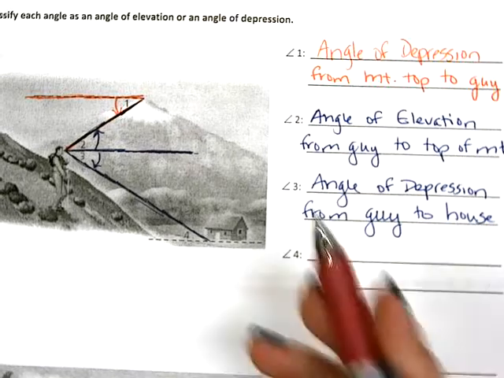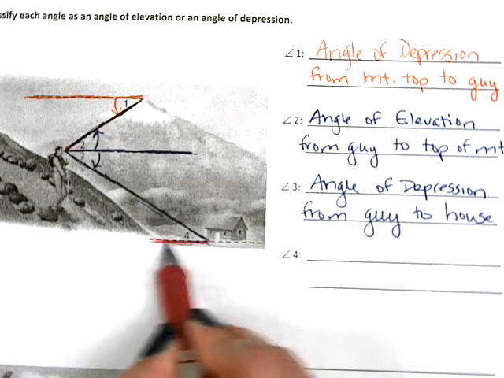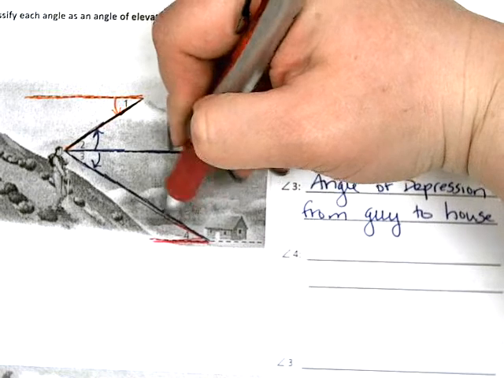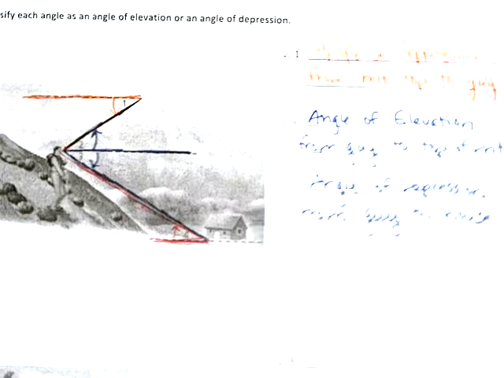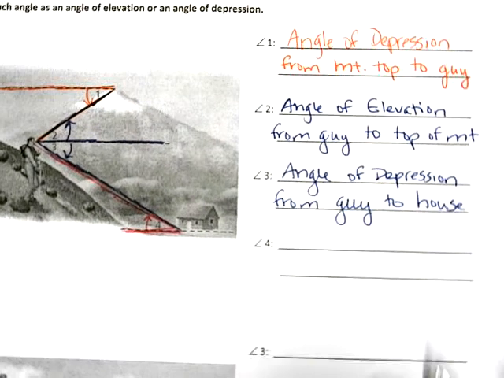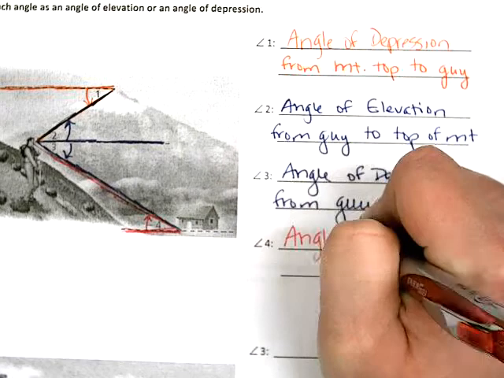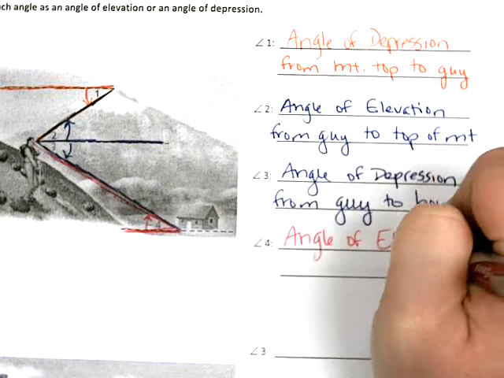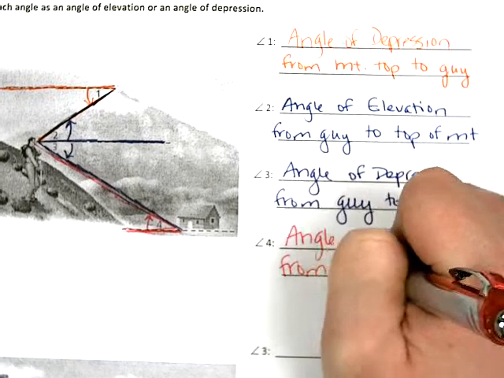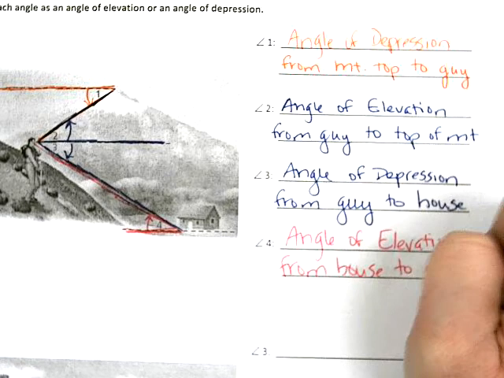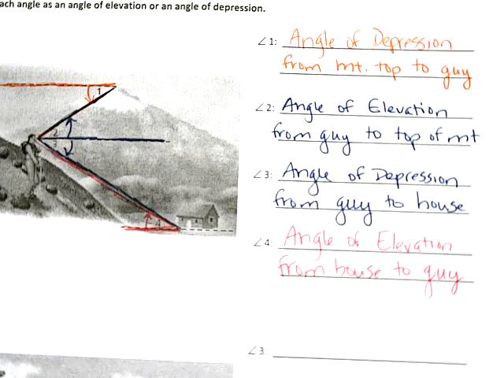And then the last one, angle 4, here's the horizontal, which is actually the ground. And here's the line of sight going back up to this guy. So that one is going up. That one is an angle of elevation. And it's from the house to the guy. So again, the opposite of number 3. Number 3 was depression from the guy to the house because he's looking down. And then angle 4 is the angle of elevation because it's from the house up to that guy.